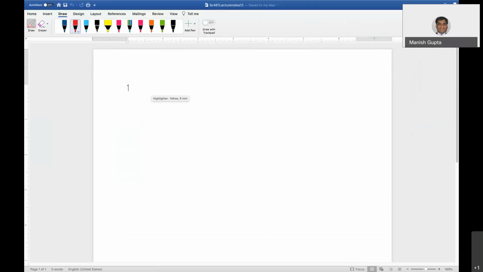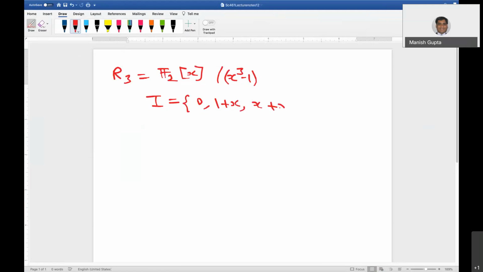Okay, so let us take an example. R3 is equal to F2[x] modulo x cube minus 1, our previous example. If we take the ideal I to be generated by 1 plus x, containing 0, 1 plus x, x plus x square, and 1 plus x square, this is an ideal in this ring. So we say that this ideal is generated by 1 plus x, that means it is a principal ideal.